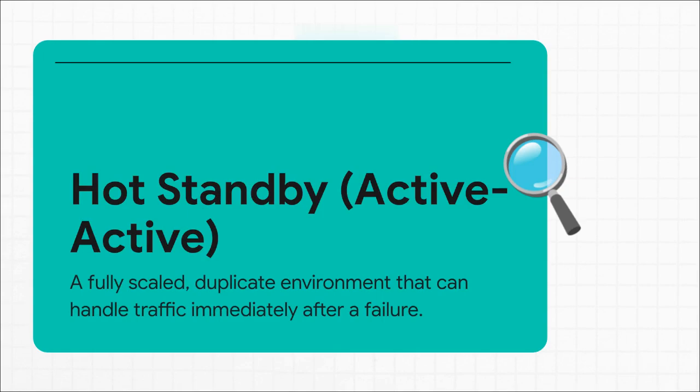And then we get to the far end of the spectrum, the hot standby. You'll often hear this called an active-active setup. This is the Rolls-Royce of resilience. You're basically running a full-scale, identical twin of your entire application in a second region. And here's the kicker. Both regions are serving live traffic all the time. If one region goes down, the other one just picks up the slack instantly. No one even notices. This gives you basically zero downtime. But as you can probably guess, it's the most expensive option since you're doubling your infrastructure.